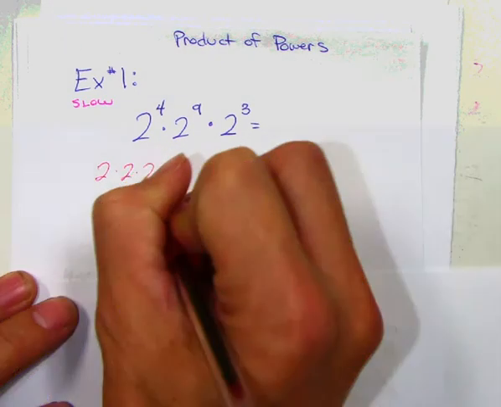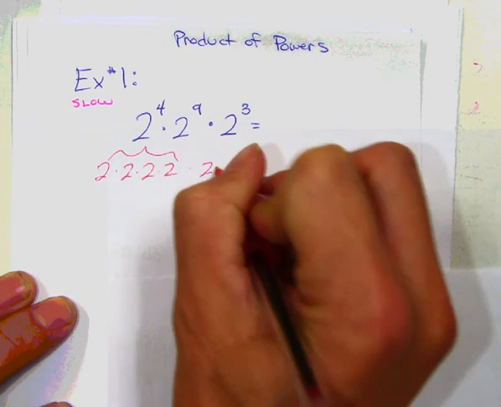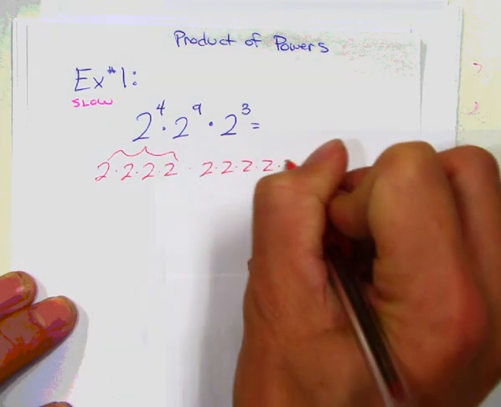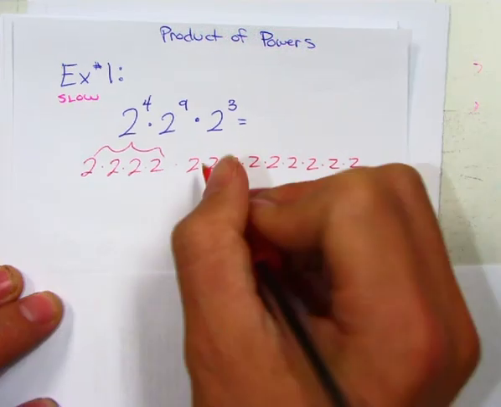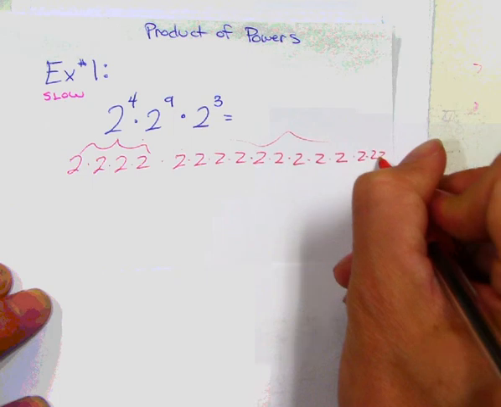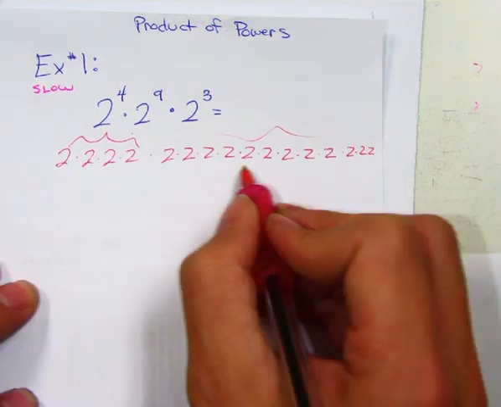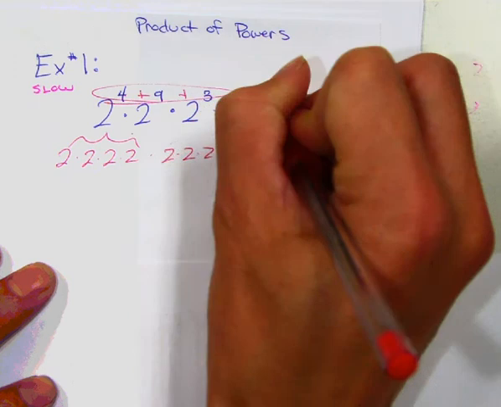We got 2 times 2 times 2. That's this part here, right? Then I've got 2 times 2 times 2 times 2. Whew! 9 times, 7, 8, 9. That's this part here. And then 2 to the 3rd, 2 times 2 times 2. So I could go and count them all up and do it this way, but that takes way too long. So I can go and just add these together. 4 plus 9 is 13 plus 3 is 16. I get 2 to the 16th power.